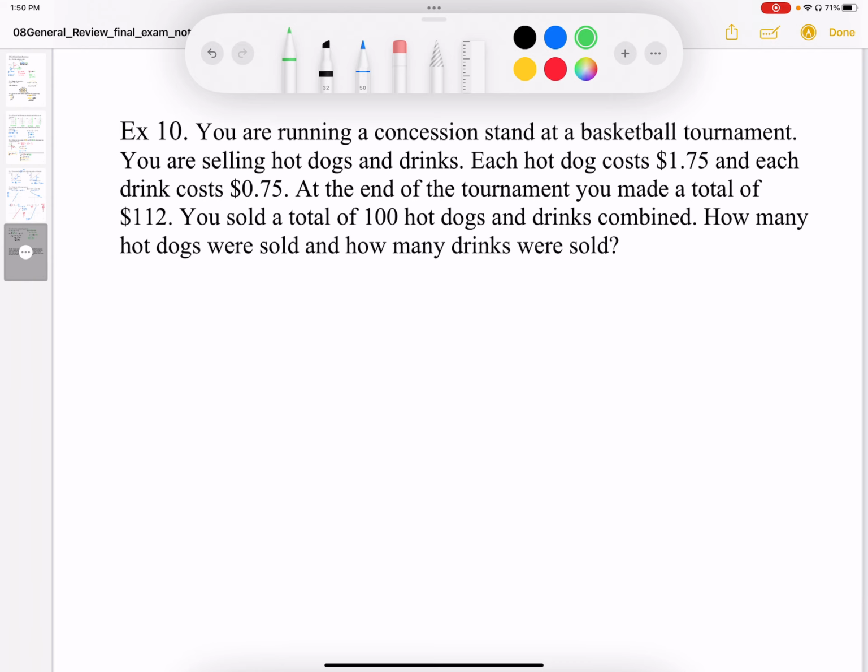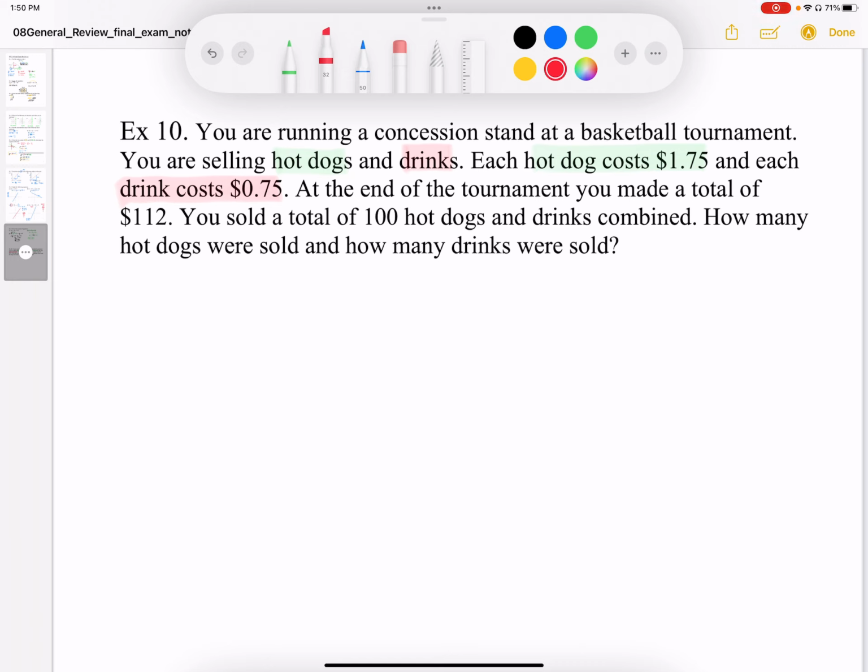In number 10, it says you're running a concession stand at a basketball tournament and you're selling hot dogs and drinks. Each hot dog costs $1.75. So there's lots of information here, so I'm just going to start highlighting it. Hot dogs cost $1.75 and drinks cost 75 cents. At the end of the tournament, you made a total of $112. And you did this by selling a total of 100 hot dogs and drinks combined. So how many hot dogs were sold and how many drinks were sold?